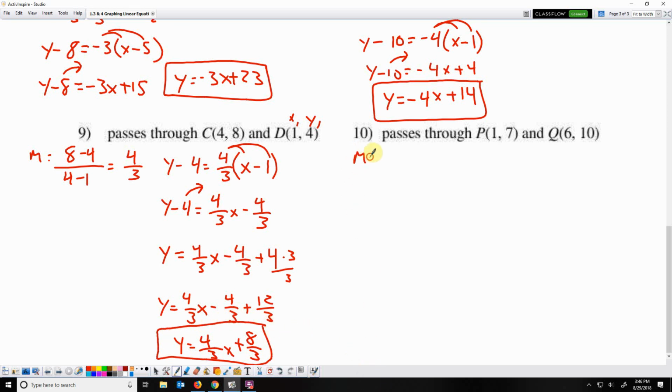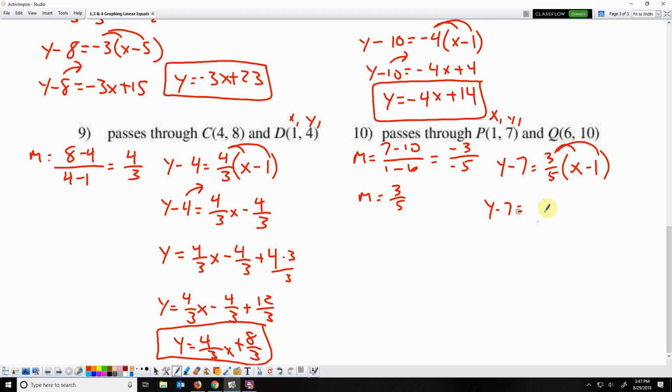And last, we start with the slope again. Y minus y over x minus x is negative 3 over negative 5. So the slope is 3/5. I'll use this as my x1, y1. So y minus 7 equals 3/5 times x minus 1. Distribute. So 3/5 x minus 3/5, and I need to add that 7.